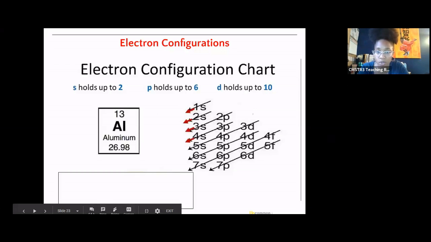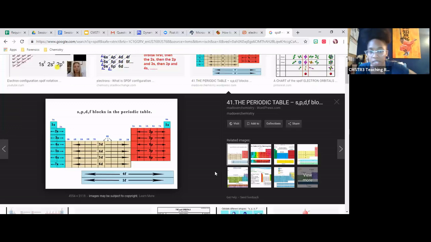If this was the periodic table, this is what it's referring to. The S block would be the first 2 columns. The P block would be groups 13 through 18. The D block is that middle section of the transition metals, and the F block are the 2 rows pulled out on the bottom. Okay. S, P, D, and F.